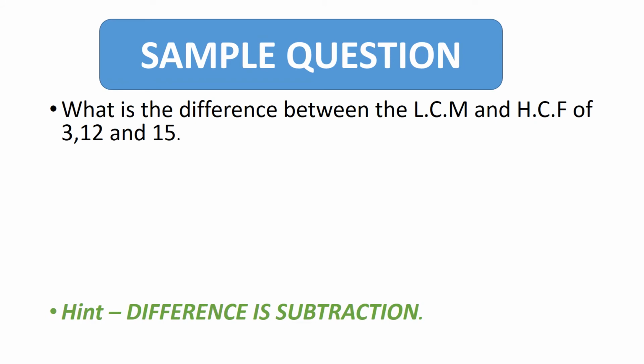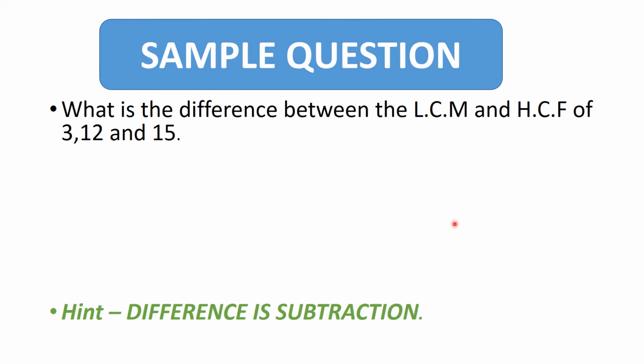Next question: what is the difference between the L.C.M and H.C.F of 3, 12, and 15? You did L.C.M in class 5, and also GCD, greatest common divisor, also known as H.C.F, which we call highest common factor. These questions require you to have a table like this. You draw a table here for L.C.M, write just these 3 numbers, and work the L.C.M separately. Then repeat the same 3 numbers, draw a table, and carry out your GCD or HCF separately.